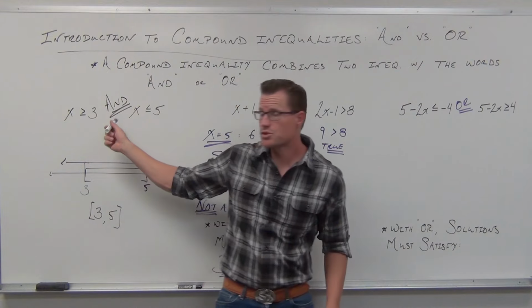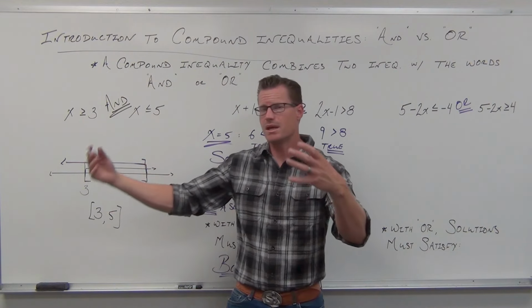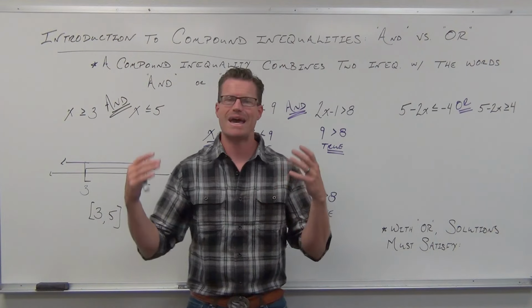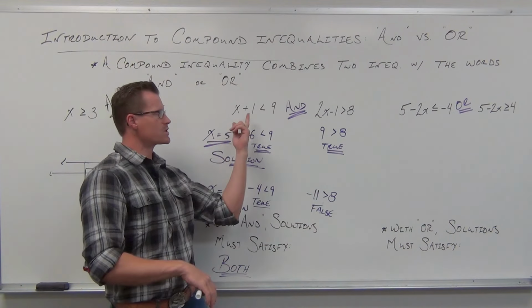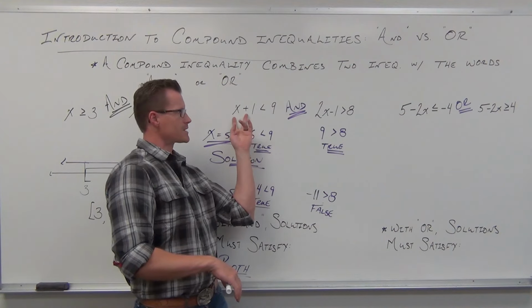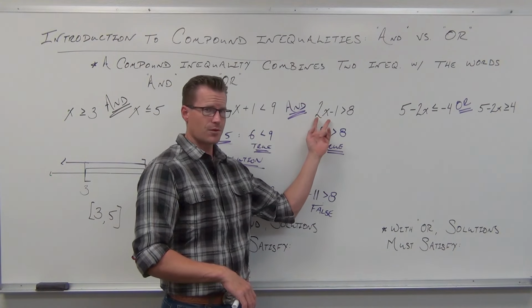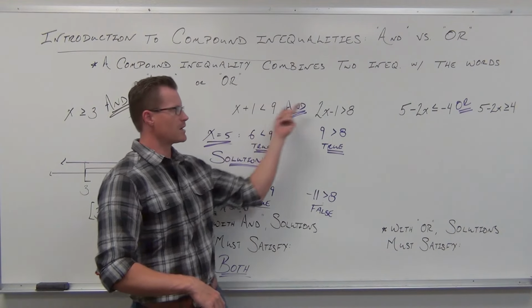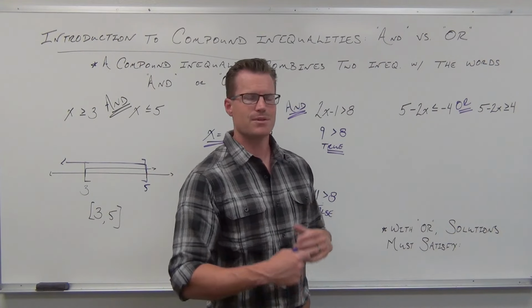This was joined with the word "and." What "and" means is I'm looking for the numbers that satisfy both, the ones bigger than 3 and the ones less than 5 at the same time. Here I want the numbers that are less than 9 on this side and at the same time greater than 8 for this inequality. And that actually works. You plug that 5 in, it's less than 9 here, it's more than 8 there. That's cool. At the same time.